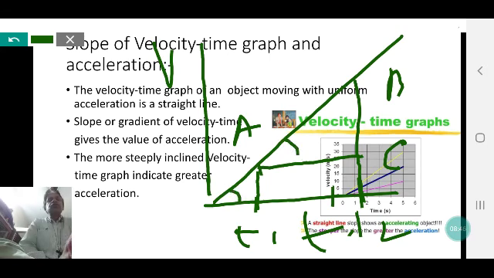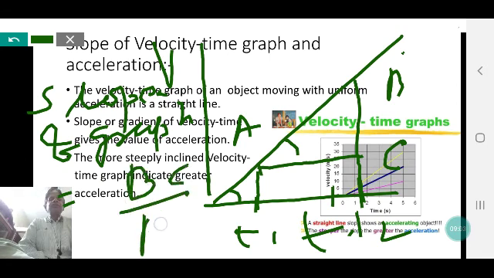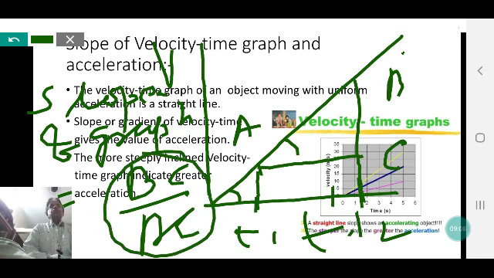Then we obtain a right triangle which makes an angle theta. The slope of the velocity time graph is equal to BC by AC. This ratio gives the slope of the graph, and the slope gives the value of acceleration. Here BC is the change in velocity.